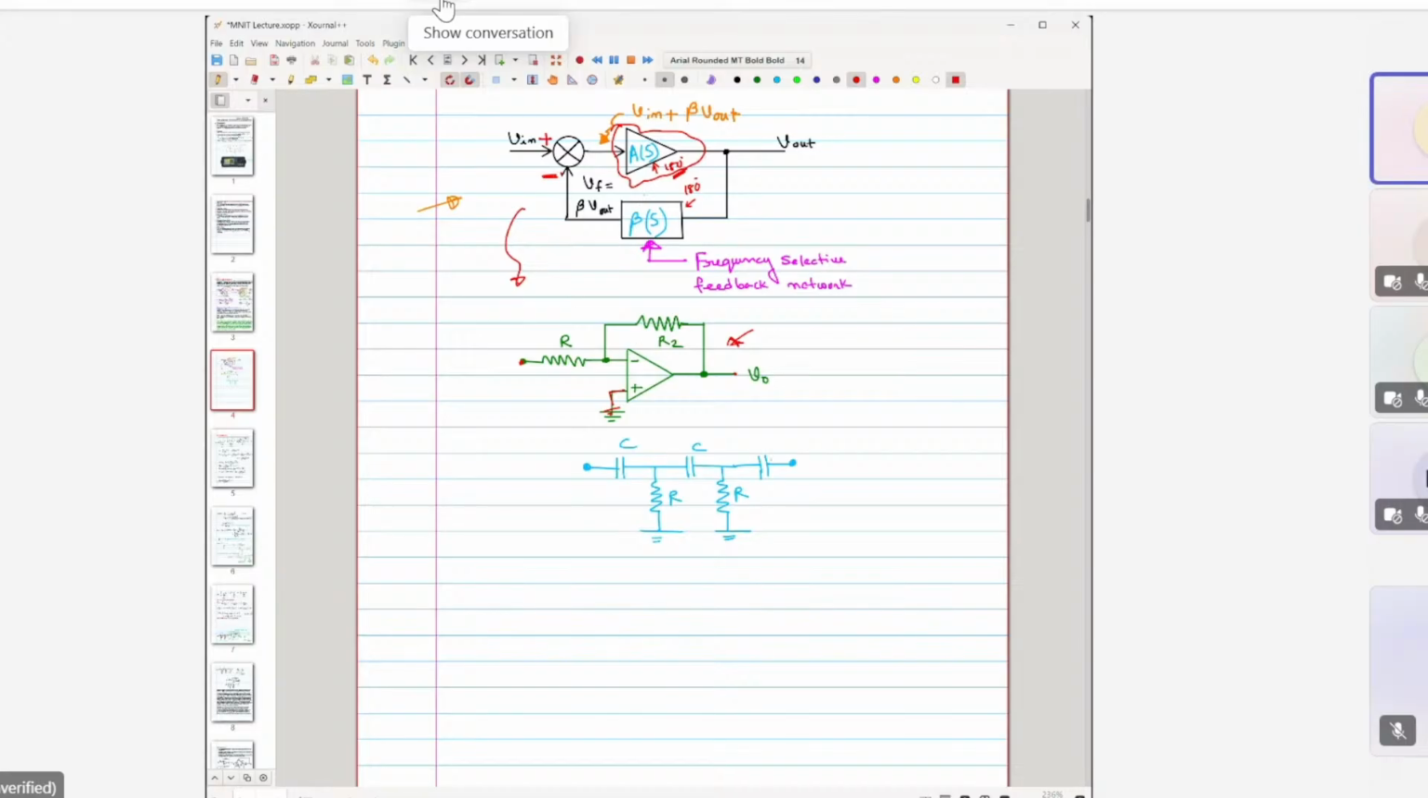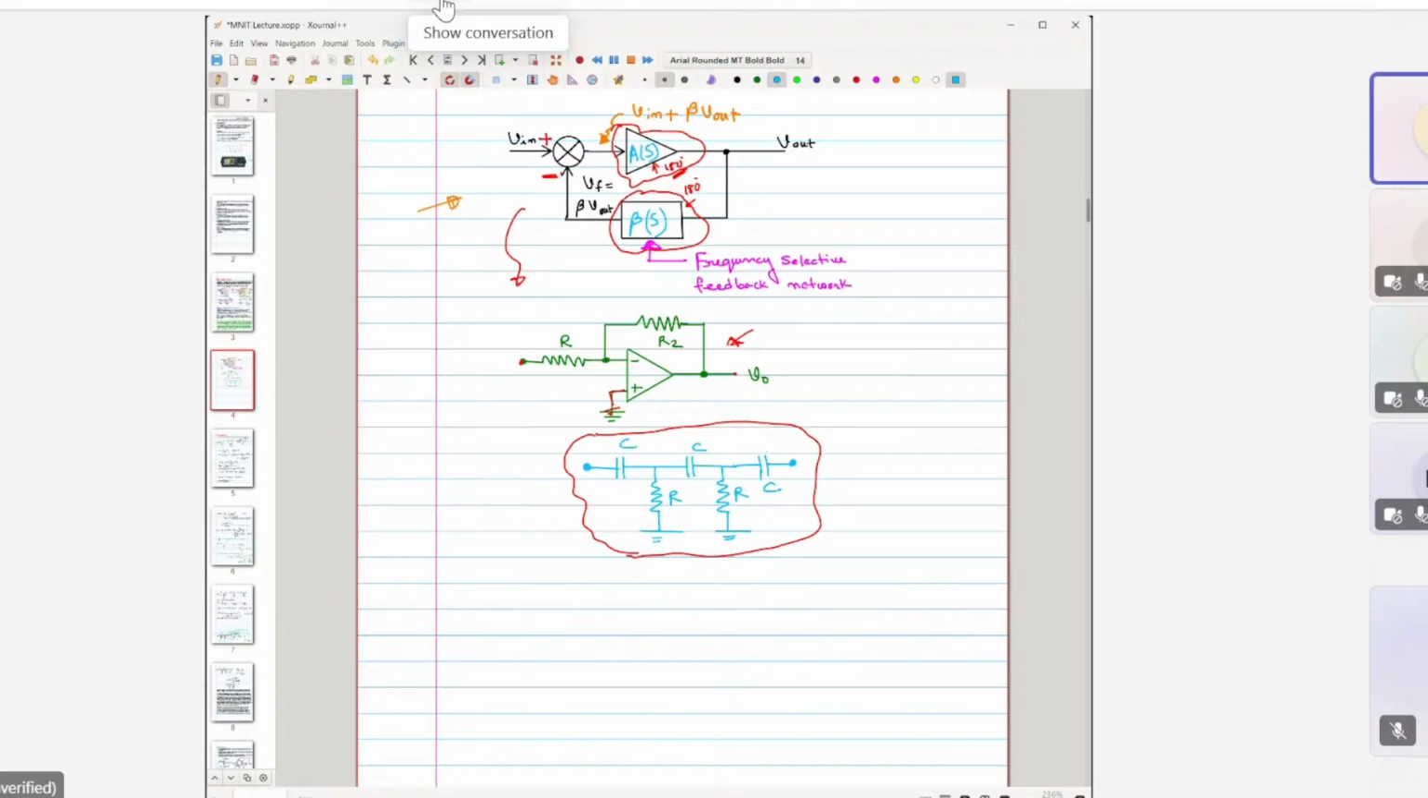Now how can we design this component? That is beta, or this frequency selective part. The frequency selective part can be designed by using a combination of R and C. For example, in this particular case, we have designed it with R and C connected in this fashion. Okay. R and C connected in this fashion.